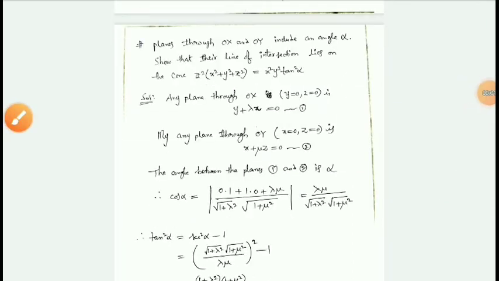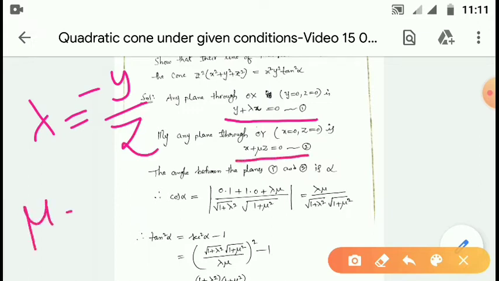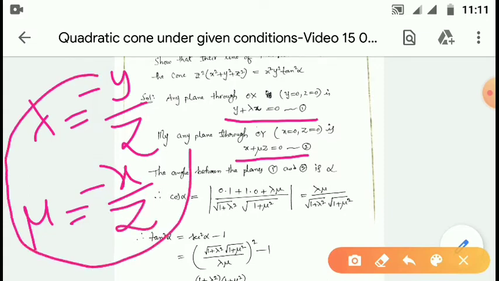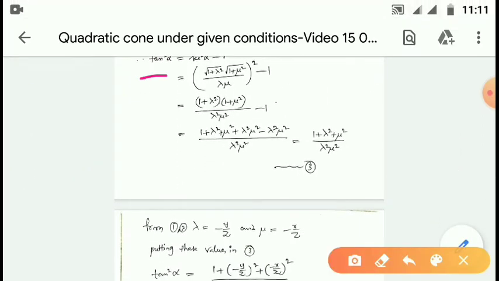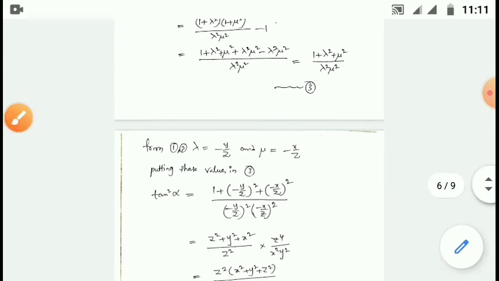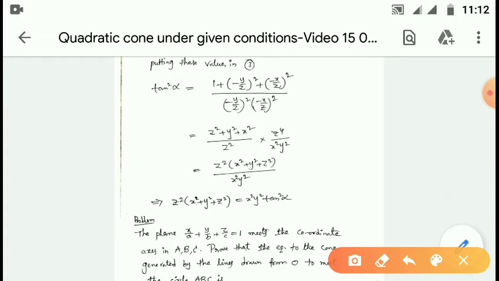So from equation 1 we can write lambda is equal to minus y by z. From equation 2 we can write mu is equal to minus x by z. Therefore, by substituting lambda is equal to minus y by z and mu is equal to minus x by z in this tan square alpha expression, we will have tan square alpha is equal to 1 plus lambda square, that means minus y by z whole square, plus mu square, that is minus x by z whole square, and lambda square mu square like this.